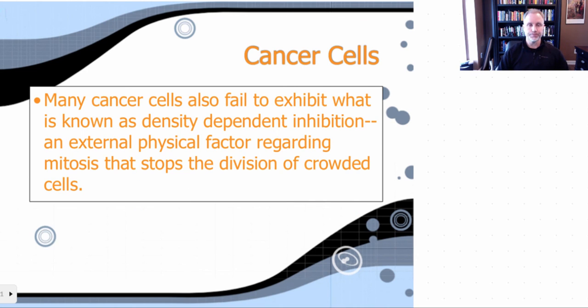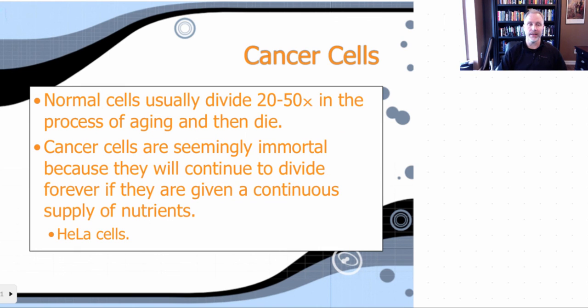Cancer cells also fail to exhibit what's known as density-dependent inhibition. In other words, when normal cells start to run into each other, so to speak, they realize there's enough of them, and that shuts down the process of growth and division. Certain types of cells don't respond to this crowding, and they continue to grow and form tumors, which are collections of cells that aren't responding to the normal mechanisms.